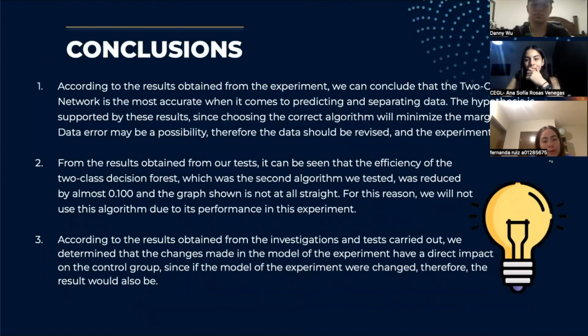We made three different conclusions, but the most important is the first one, where according to the results obtained from the experiment, we can conclude that the two-class neural network is the most accurate when it comes to predicting and separating data. The hypothesis is supported by these results, since choosing the correct algorithm will minimize the margin of error. A data error may be a possibility, therefore the data should be revised and the experiment run again.